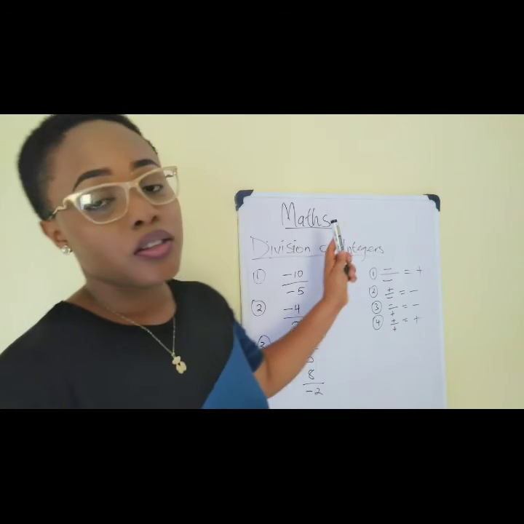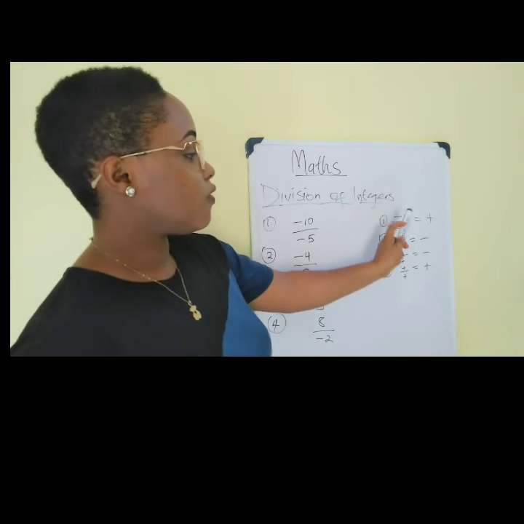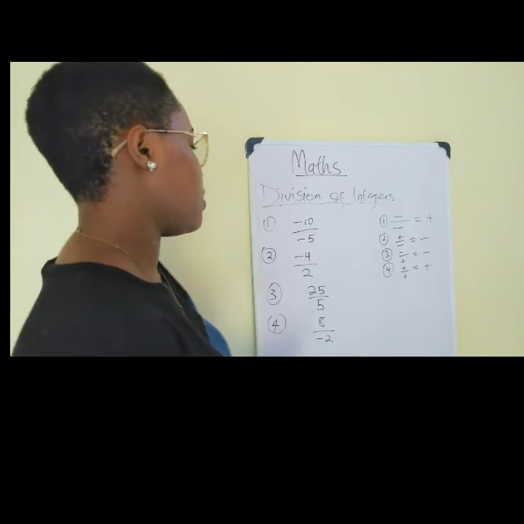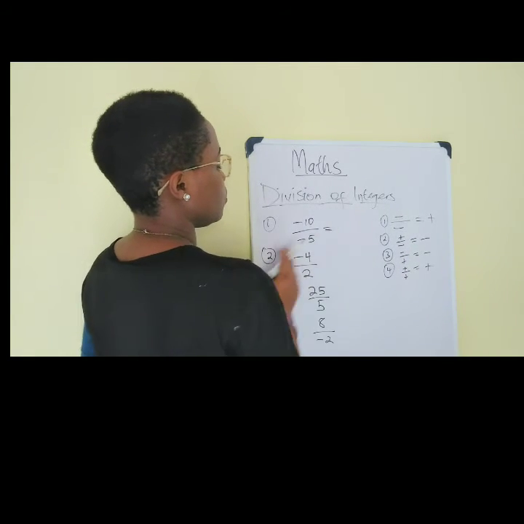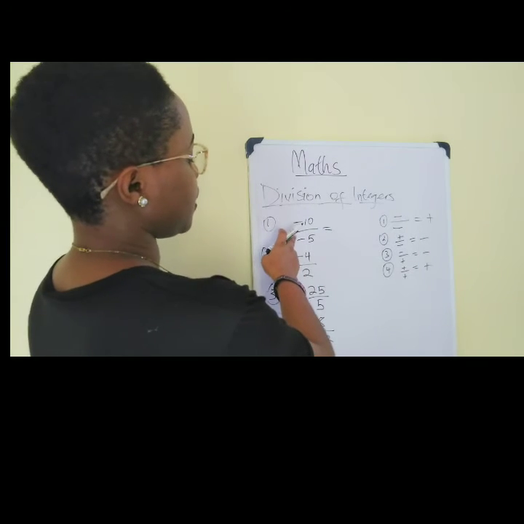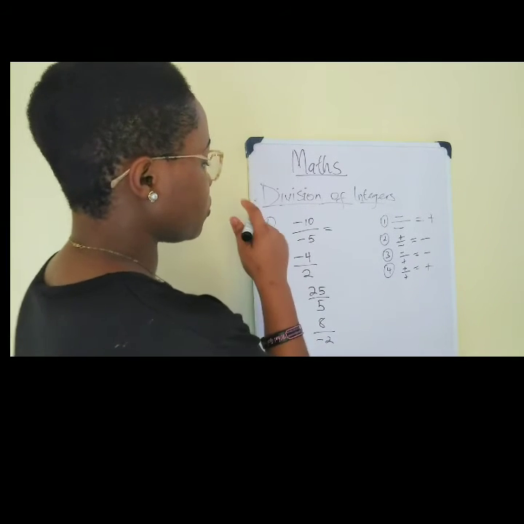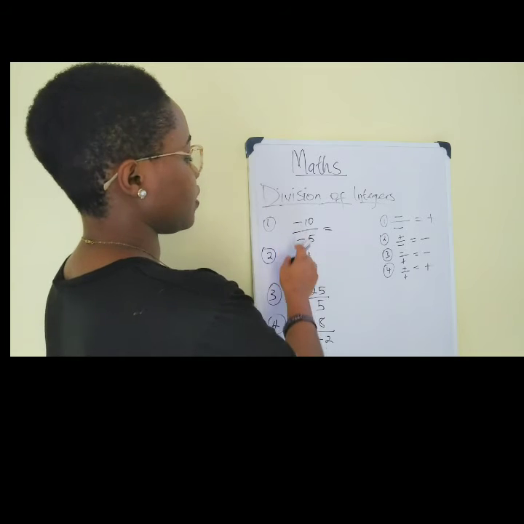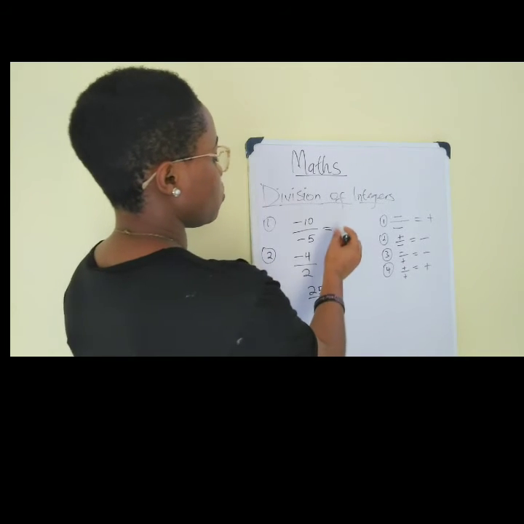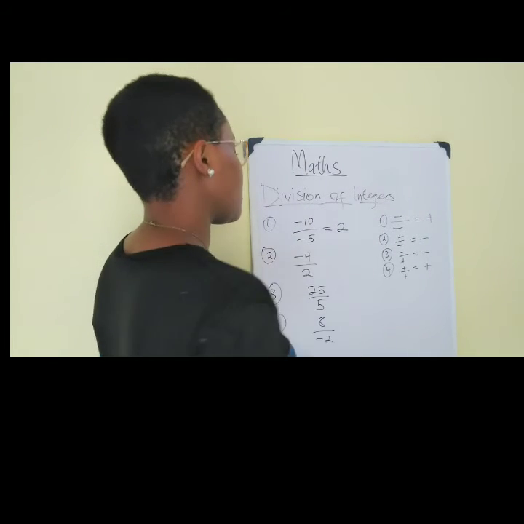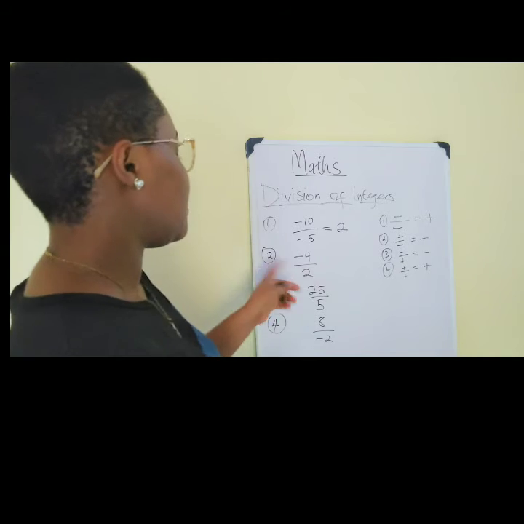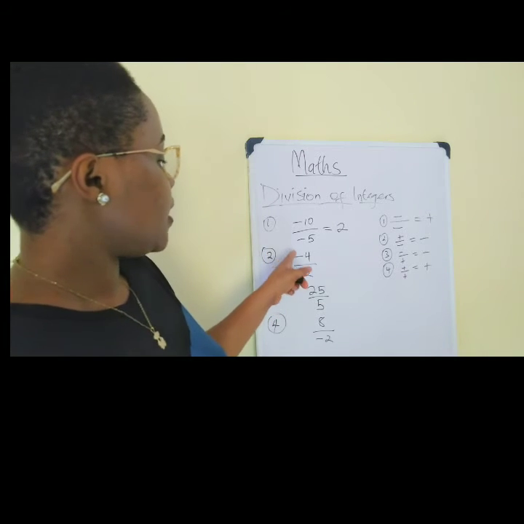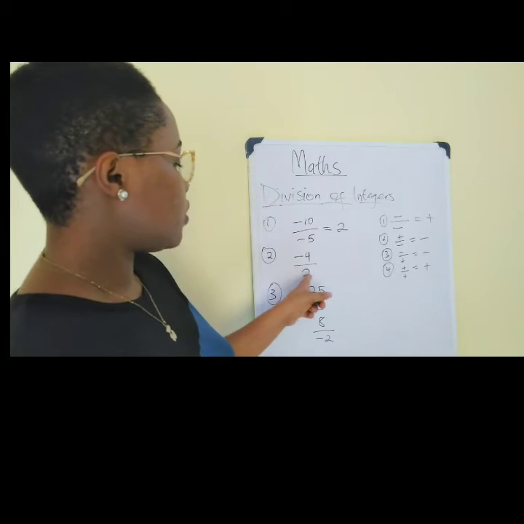Now, using the rules, we know that a negative divided by another negative will give us a positive outcome. So this is negative 10 divided by a negative 5. The outcome is going to be positive. And then we'll go ahead to divide the digits. 10 divided by 5 will give us 2. Positive 2. The second one, a negative 4 divided by a positive 2.